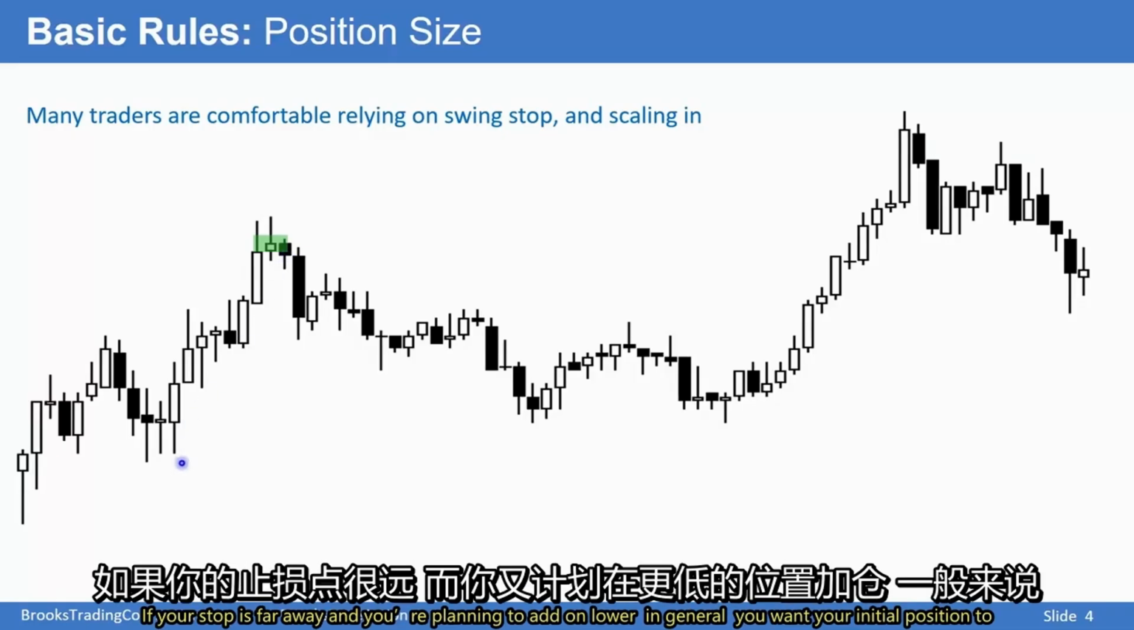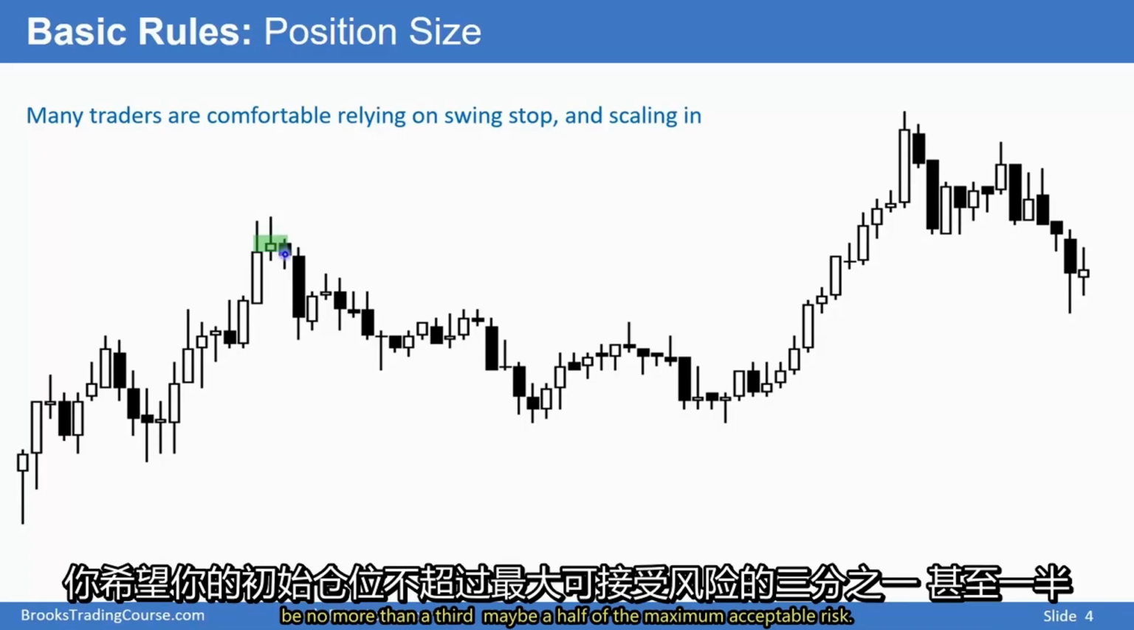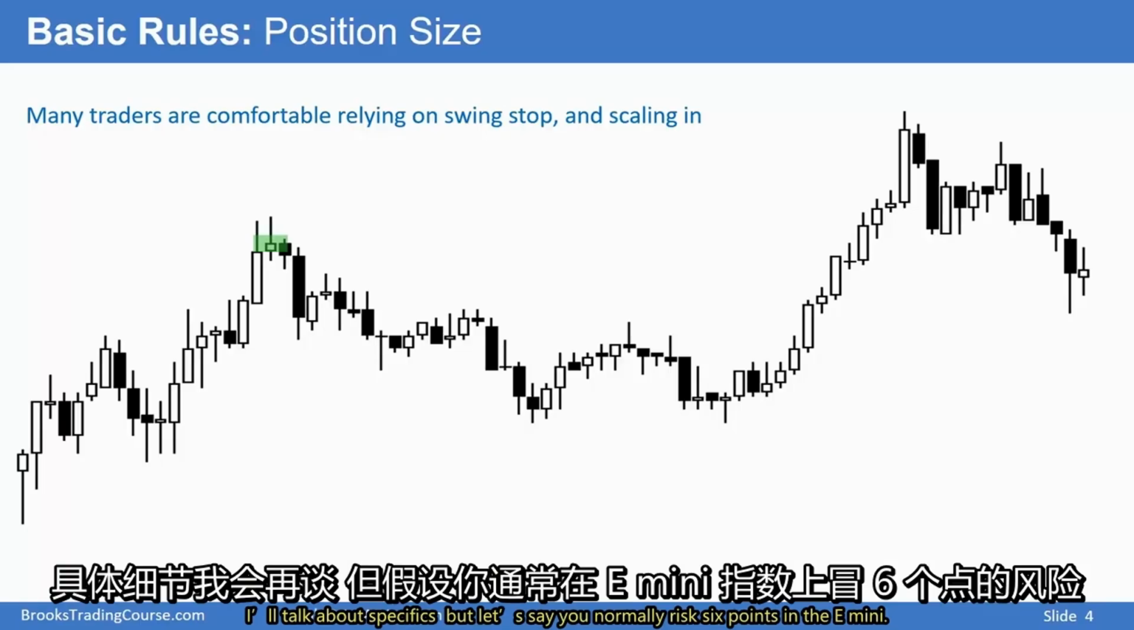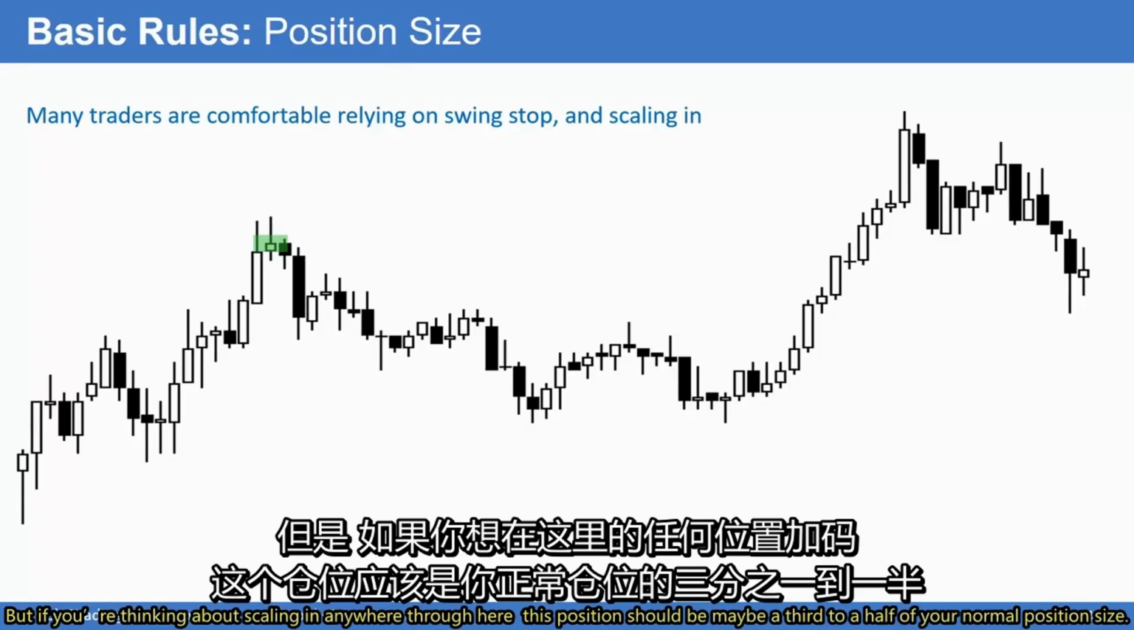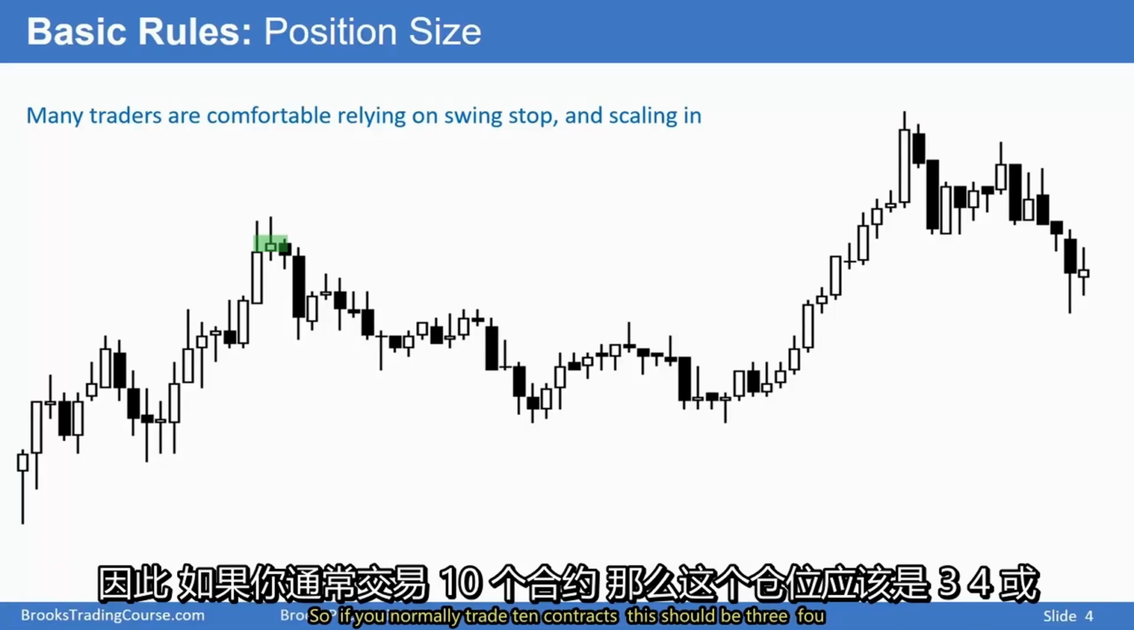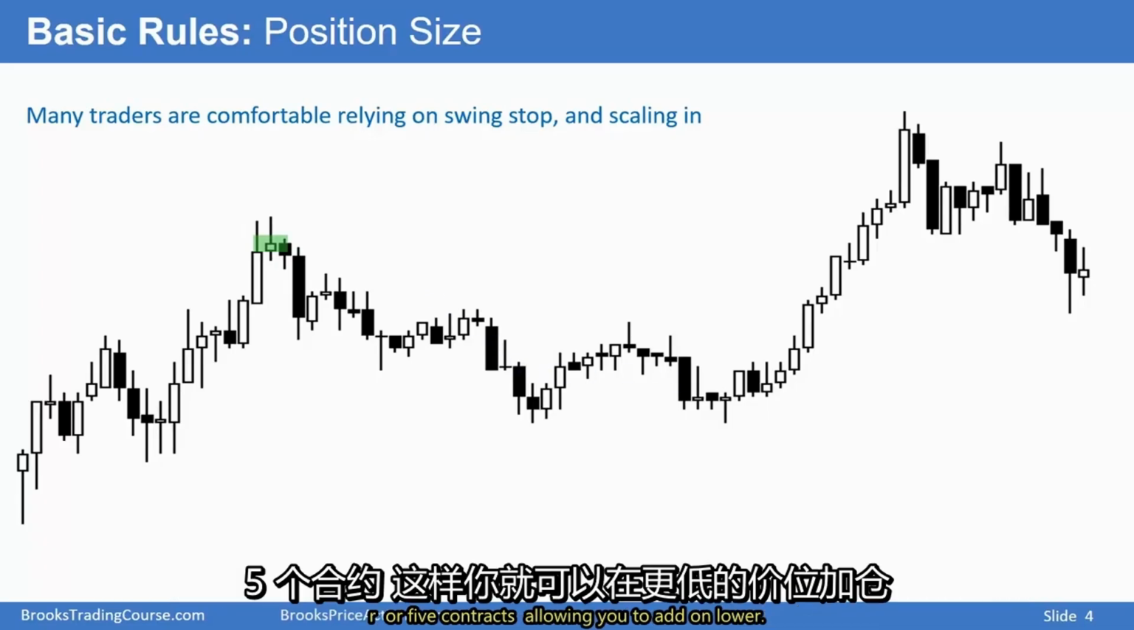If your stop is far away and you're planning to add on lower, in general, you want your initial position to be no more than a third, maybe a half of the maximum acceptable risk. I'll talk about specifics, but let's say you normally risk 6 points in the E-mini, right? And let's say this is 6 points below. You could trade 1 contract and not scale in, but if you're thinking about scaling in anywhere through here, this position should be maybe a third to a half of your normal position size. So if you normally trade 10 contracts, this should be 3, 4, or 5 contracts, allowing you to add on lower.